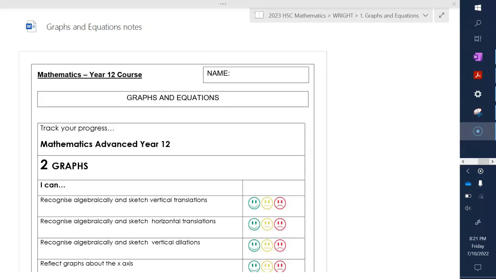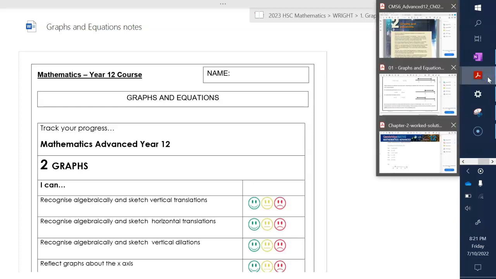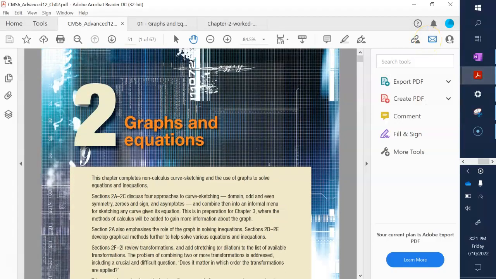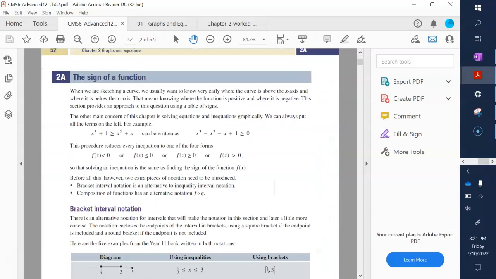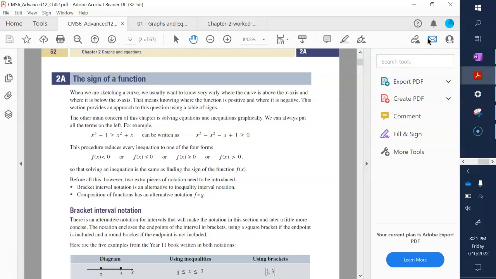We are starting off with the new advanced textbook for Year 12 and starting in Chapter 2, looking at graphs and equations. You will find the textbook in the OneNote, and Chapter 2 looks like this, and it refers back to this. I'm going to be starting off on 2A in the textbook, and we're going to be looking at the sign of a function.